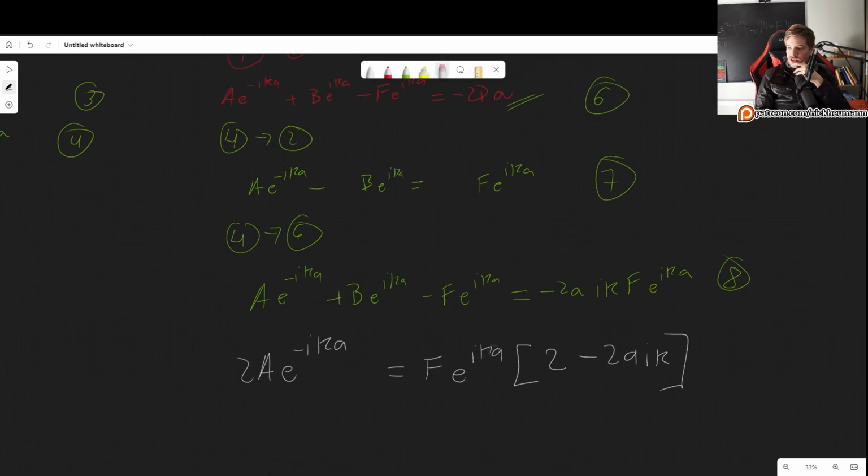And we can do a few things. We can multiply through by e to the minus ika, so we get rid of that exponential there. Let me rewrite this. It doesn't look good. So minus 2ika. We can divide by 2.